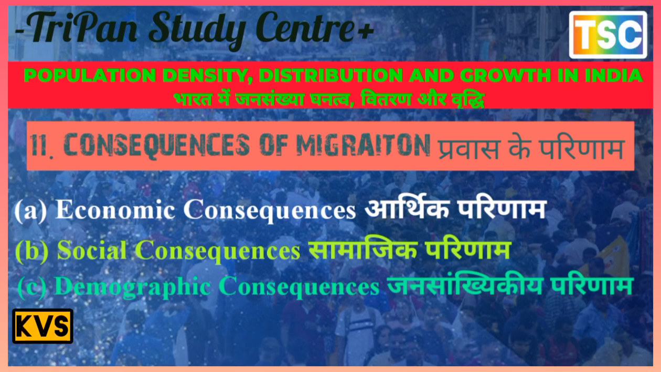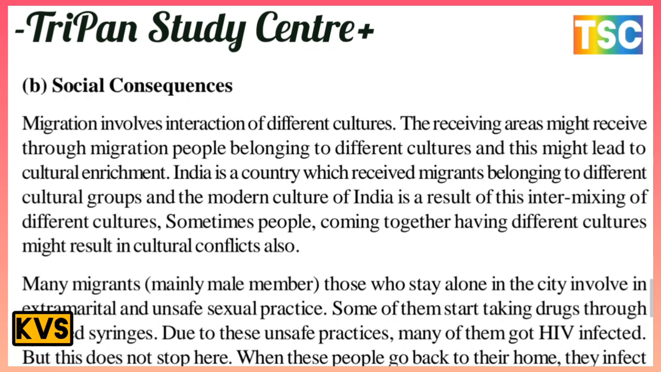The next point here is social consequence. Social consequence is important here. Migration involves interaction of different cultures. The receiving area receives people belonging to different cultures, and this may lead to cultural enhancement. India is a country which receives migrants belonging to different cultural groups, and the modern culture of India is a result of this intermixing of different cultures.